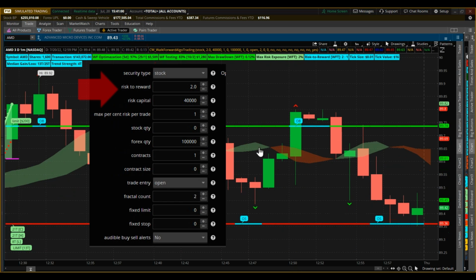Changing the risk to reward from 2.5 to 2.0 will significantly improve the profit. The walk forward optimization label shows for a 5-day period that the win rate is 97% with a profit of $5,509. The walk forward testing label shows today's win rate is 83% with a profit of $1,280.